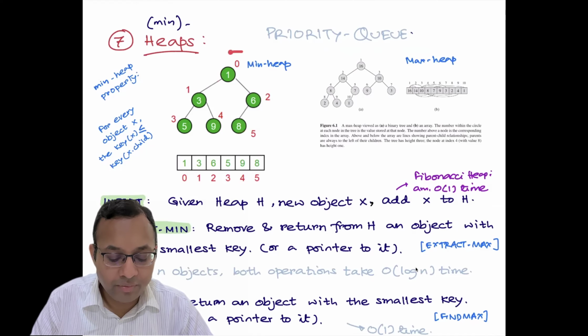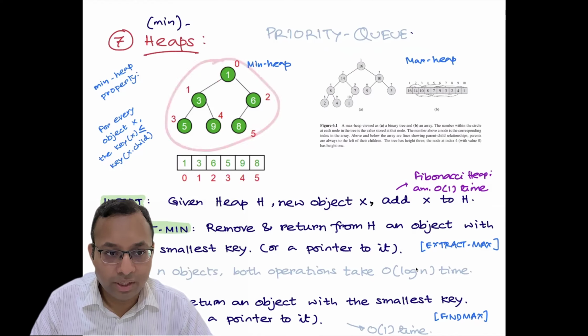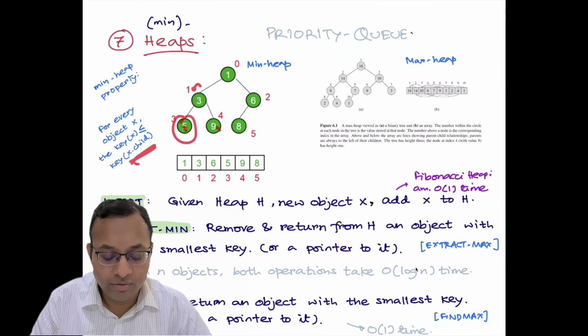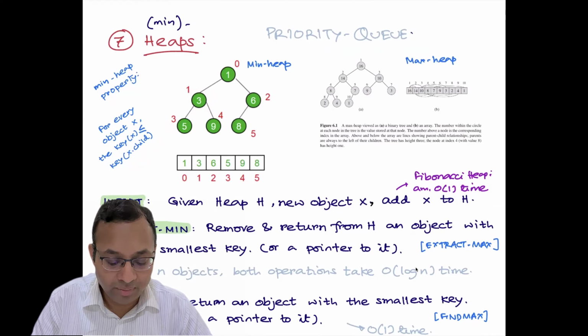So this one is a min heap. It's a binary tree, and it has a property that for each object x, let's say this is object 3, its children are 5 and 9. If I take any child and the node itself, the value of the node, we call it key. The key of a child should be more than the key of the parent. So always the key of the parent is less than or equal to the key of the child. That is the min heap property.